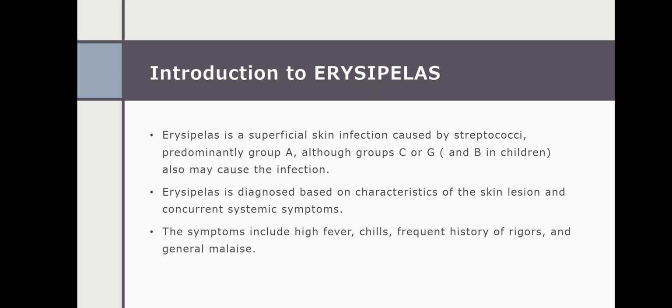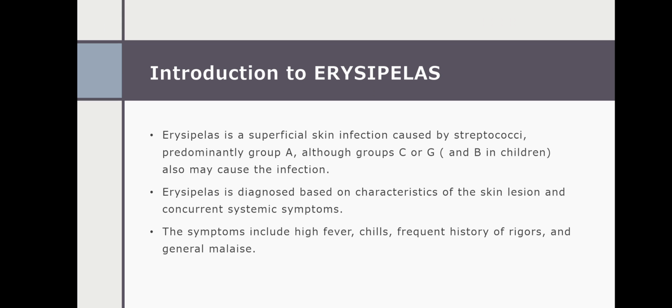Okay, so here I'm going to give you a brief introduction to erysipelas. What is erysipelas? Erysipelas is basically a superficial skin infection caused by streptococci, predominantly of group A, but other groups may also be involved, like group C or G, and in children, streptococci group B is involved. Erysipelas is diagnosed based on the characteristic skin lesion and concurrent systemic symptoms.